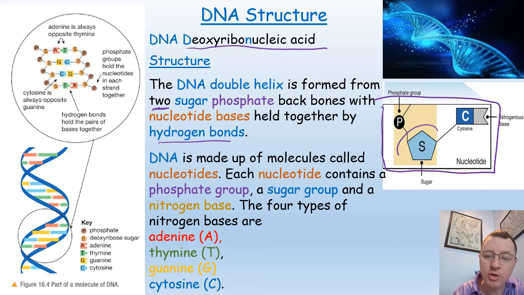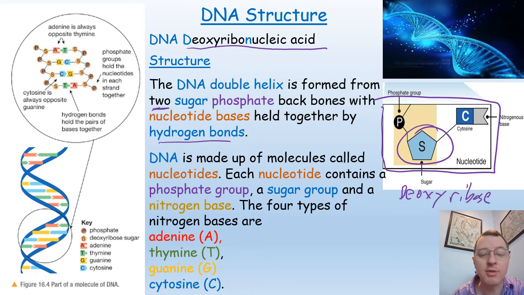We have the sugar, and in this case that sugar is a deoxyribose sugar. In fact, it's a very similar molecule to the ribose sugar. The only difference between the two sugars is that deoxyribose is missing one oxygen atom and ribose has that additional oxygen atom. Within this nucleotide we also have a small phosphate group, and we have a nitrogenous base, in this case cytosine. All three of those elements together are known as a nucleotide.